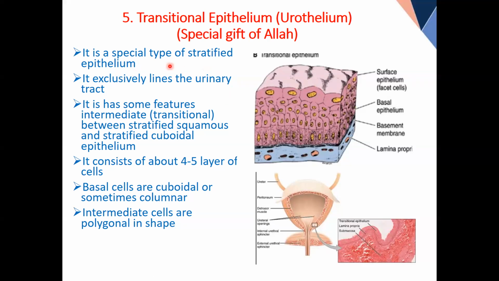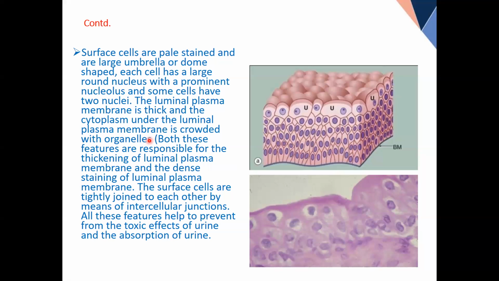It's a special type of stratified epithelium. It is exclusively lining the urinary tract. It has some features in between stratified cuboidal and stratified squamous. Usually it consists of 4, 5, 6, 7 layers. Sometimes when we quote these numbers, they are bookish. There can be variation from reference to reference, so don't make these issues. Basal cells are cuboidal to columnar. You can see in the diagram. Intermediate cells are polyhedral. Now, this is a text, but it's from a very good reference. I have copied it from the reference so that you have that information.